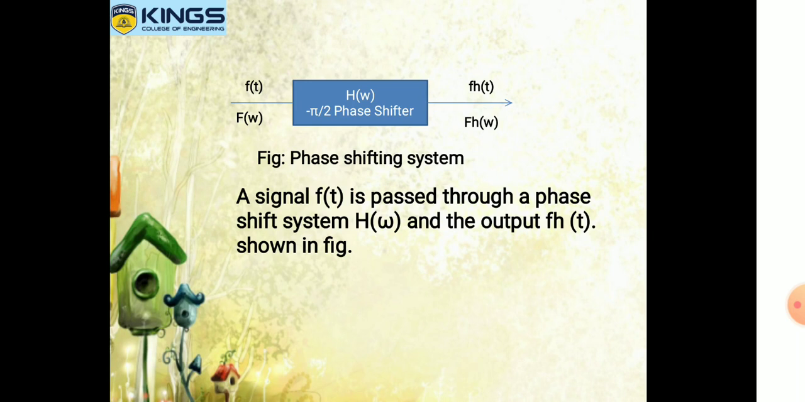Here, the input signal f of t is passed through a phase shifting system h of omega. Then you will be getting the output fh of t, where fh of t is the Hilbert transform of f of t. Similarly, if we pass a signal f of omega through the phase shifting system, we will be getting the output as fh of omega, where fh of omega is nothing but the Hilbert transform of f of omega.